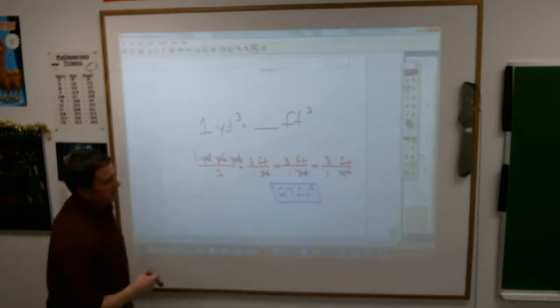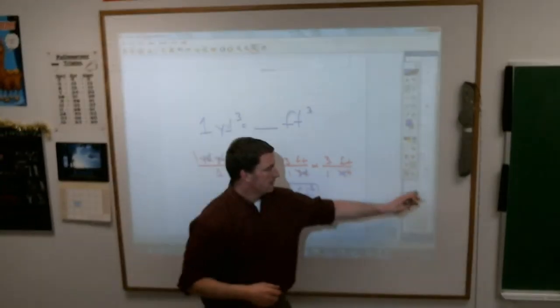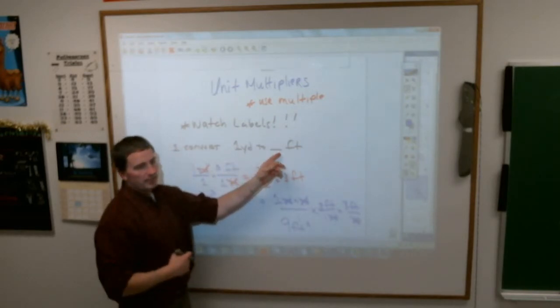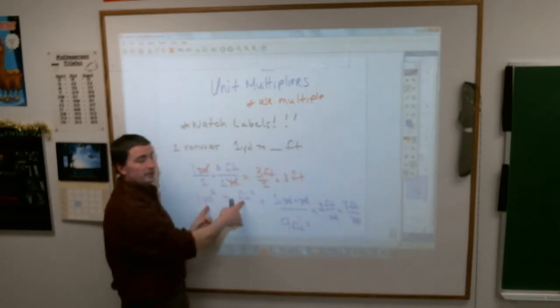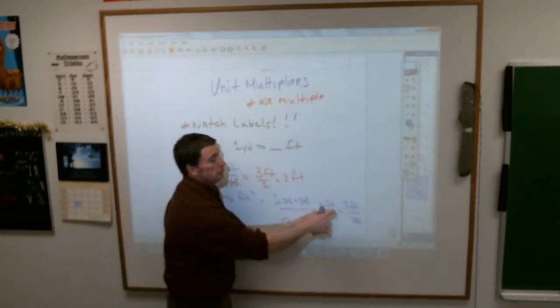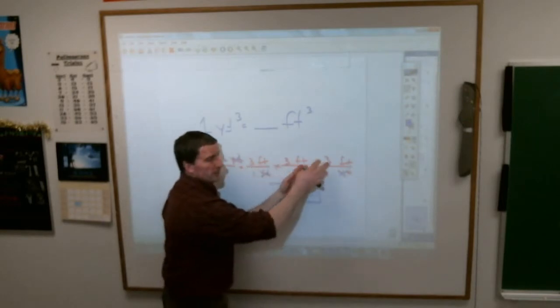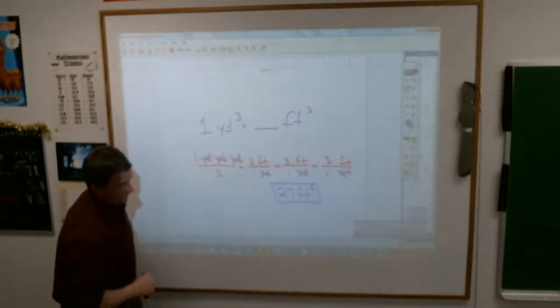And that is something eventually you'll realize. If it's just straight units, you only use 1 unit multiplier. If it's a measurement of area, you'll use 2 unit multipliers. If it's a measurement of volume, you will use 3 of them.